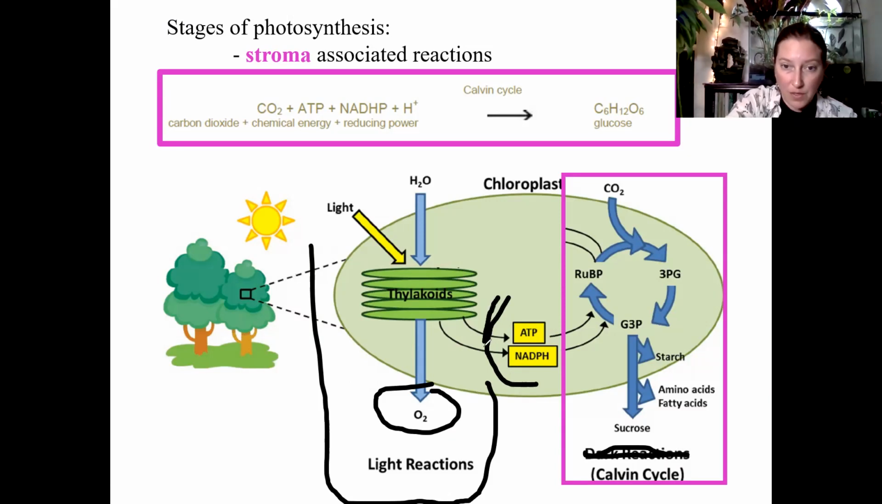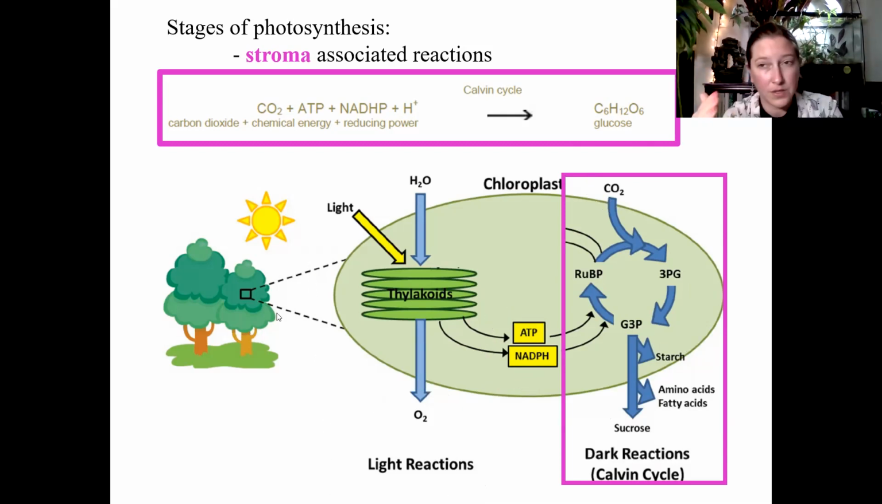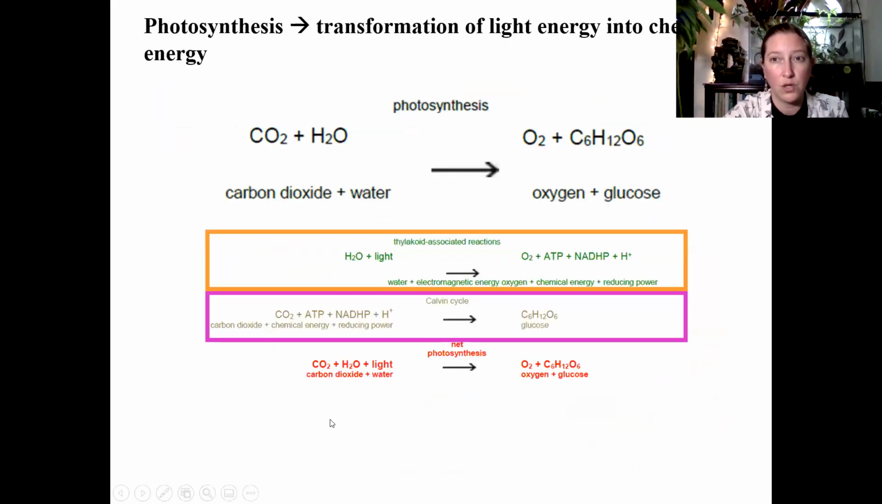The energy molecules made from the thylakoid-associated reactions are going to go into the Calvin cycle. CO2 gas is going to go through a bunch of stuff with these energy molecules, and the result will be glucose, which can be used to make starch, amino acids, fatty acids, and sucrose, right? Okay. Your book also talks about this as well. This may be a time where it'd be useful to go to your book if some of this stuff is feeling a little too minimal. That's why you have the book.